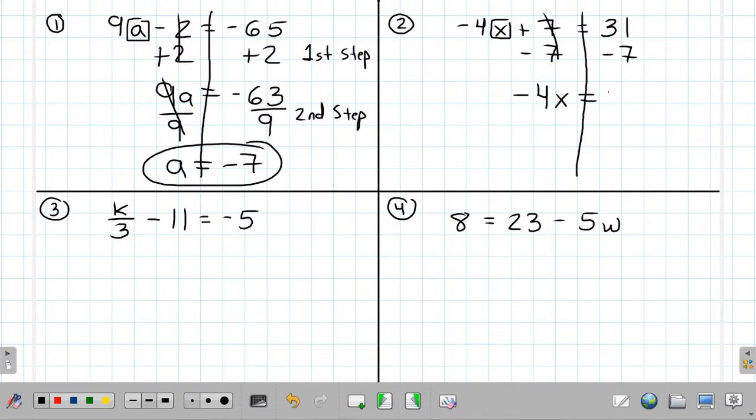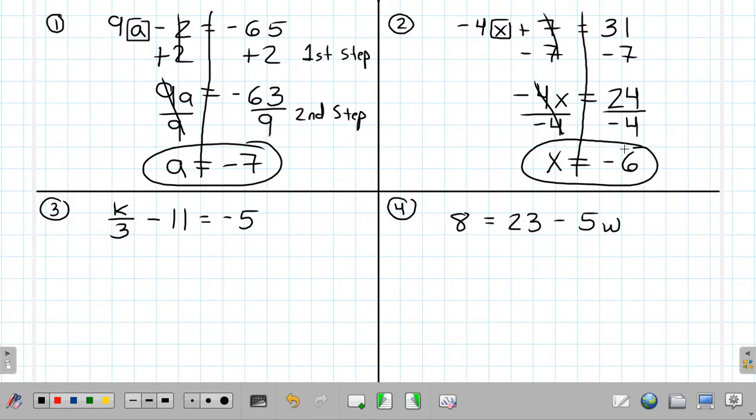31 minus 7. Go ahead and say that's 24. And then, of course, the last step, well, the first step in our equation would be to multiply times negative 4. So that means the last step in solving the equation would be to divide by negative 4. So that means we get x is equal to positive over negative is a negative. 24 divided by 4 is 6.